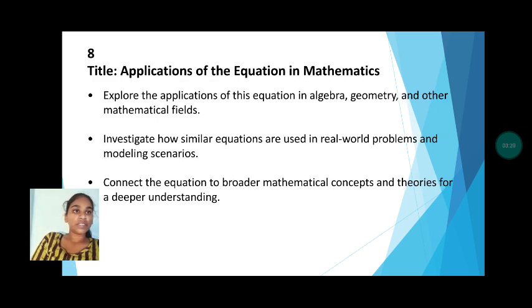Applications of the equation in mathematics. Explore the applications of this equation in algebra, geometry, and other mathematical fields. Investigate how similar equations are used in real-world problems and modeling scenarios. Connect the equation to broader mathematical concepts and theories for deeper understanding.